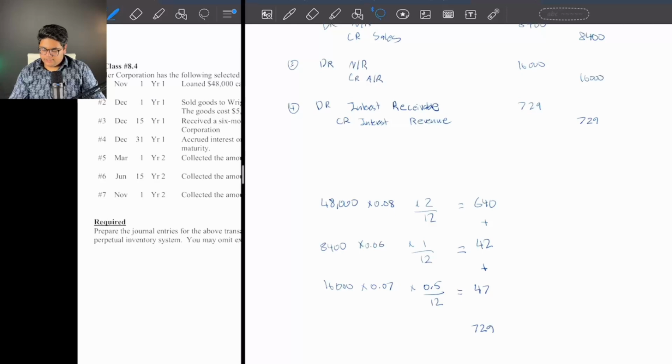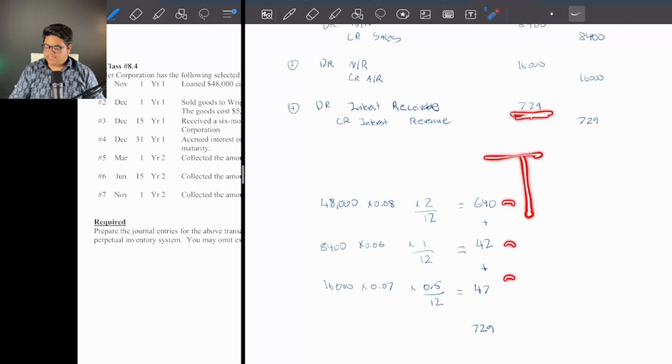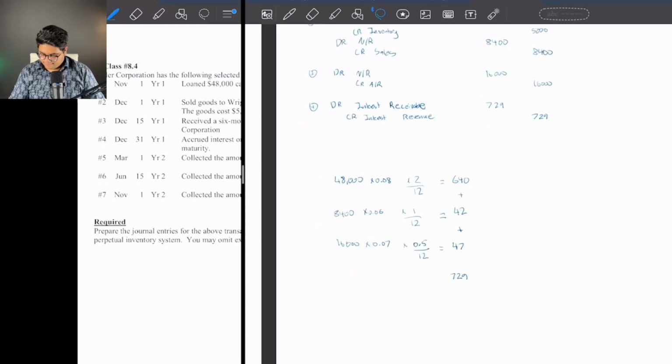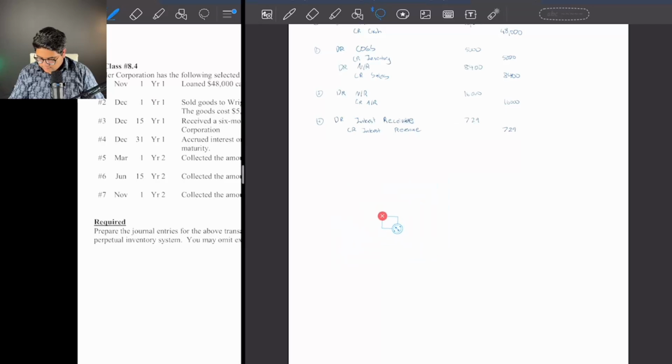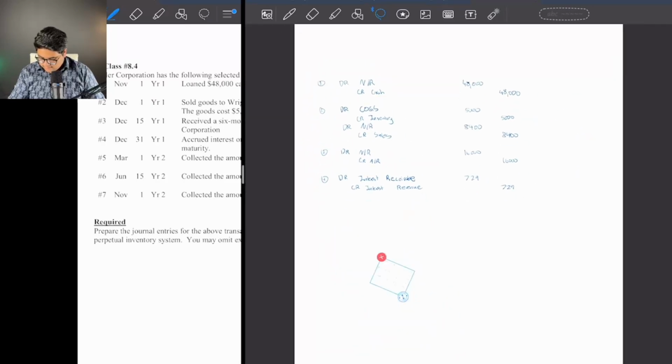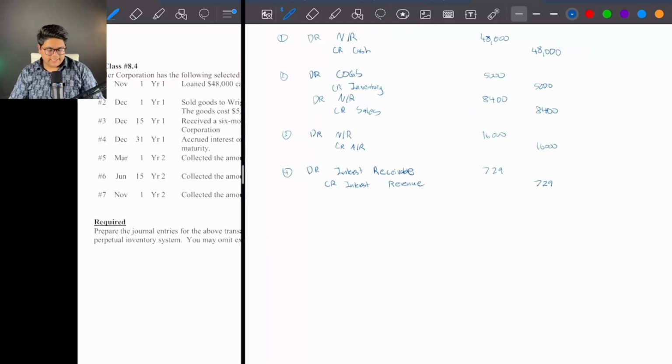If you wanted to, you could have the debit interest receivable, credit interest revenue for each of these amounts: 640, 42, 47. At the end of the day, when you do your T account on your interest receivable and your interest revenue, it would be the exact same number. It would be 729. Here you just break it up into three parts. If that's what helps you do it, then go ahead. This math, I'm just going to move it off to the side. Hopefully you understand it. If not, just rewatch the video. Cool. So that's been taken care of.